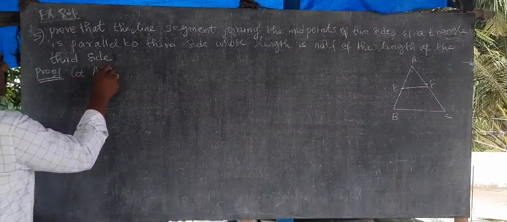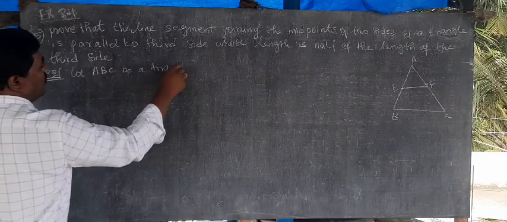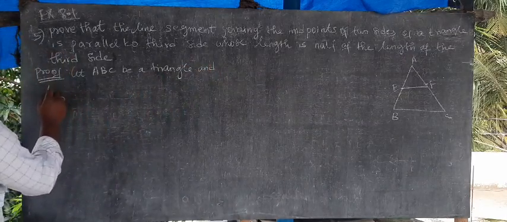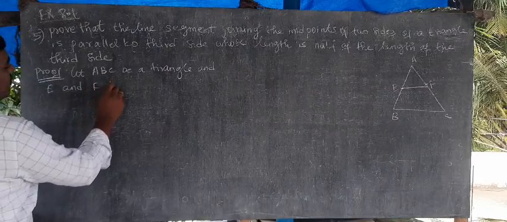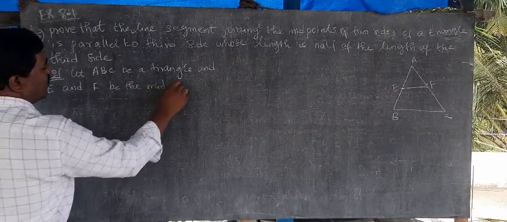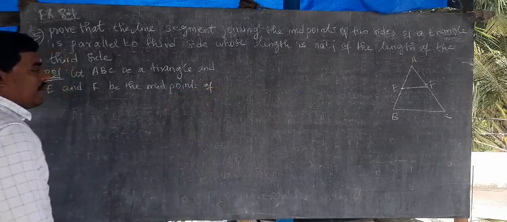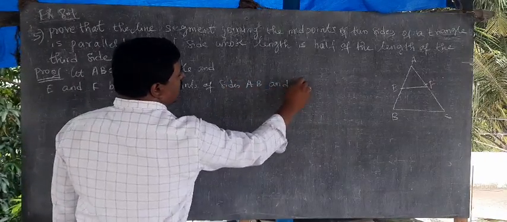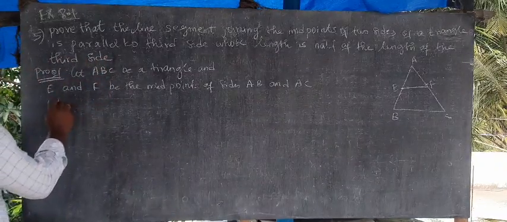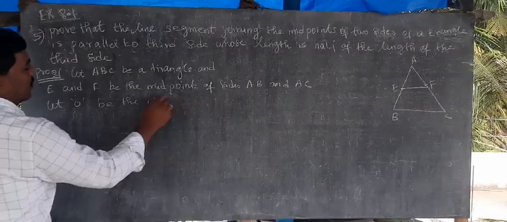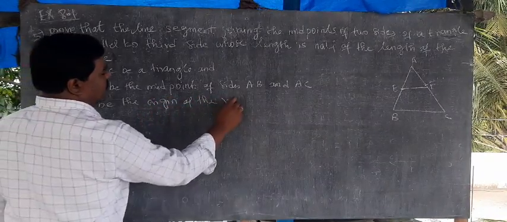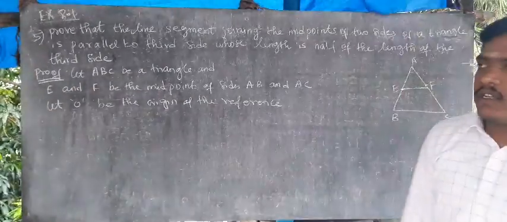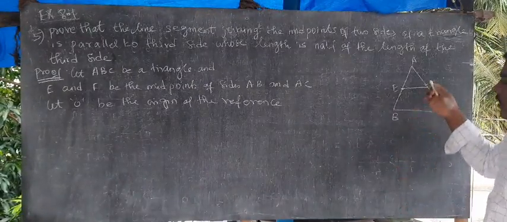Let ABC be a triangle, and E and F are the midpoints of the sides AB and AC. Let O be the origin of the reference. That is, in all vectors one starting point is there, that is the origin. So in the background we are having some origin.